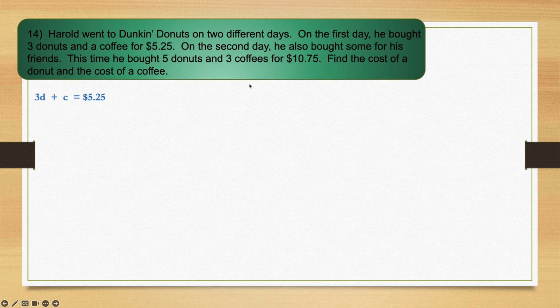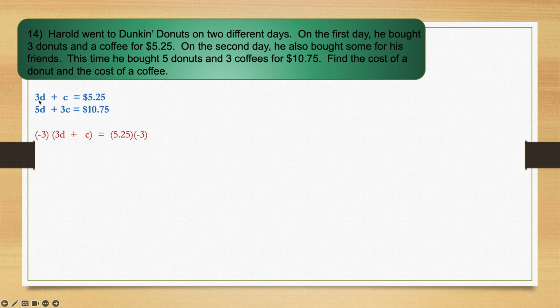So 3 donuts and a coffee are $5.25. 5 donuts and 3 coffees are $10.75. You'll notice that the D's line up over the D's, the C's over the C's, so everything's aligned, the equals and the numbers. But what I don't have here is the same number of C's or the same number of D's. It'll be easier to just get rid of the C's because I only then have to multiply the top equation to match up.